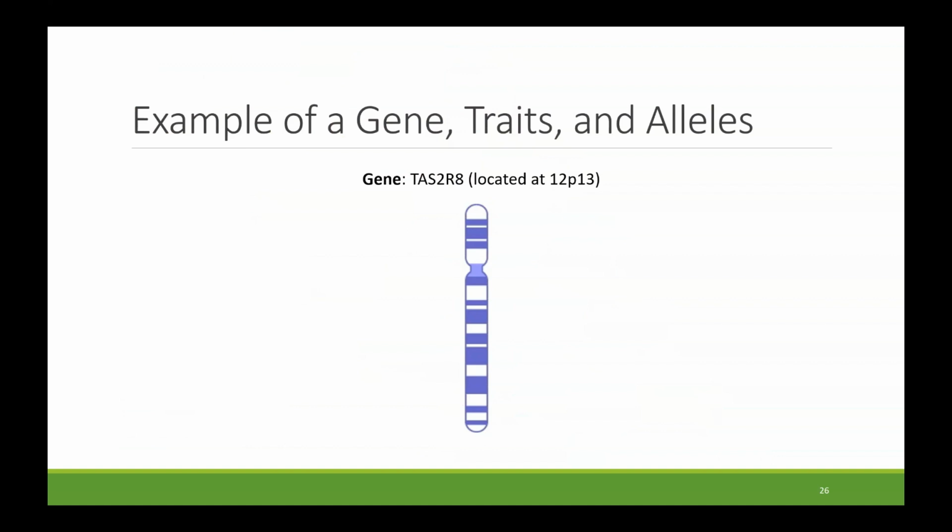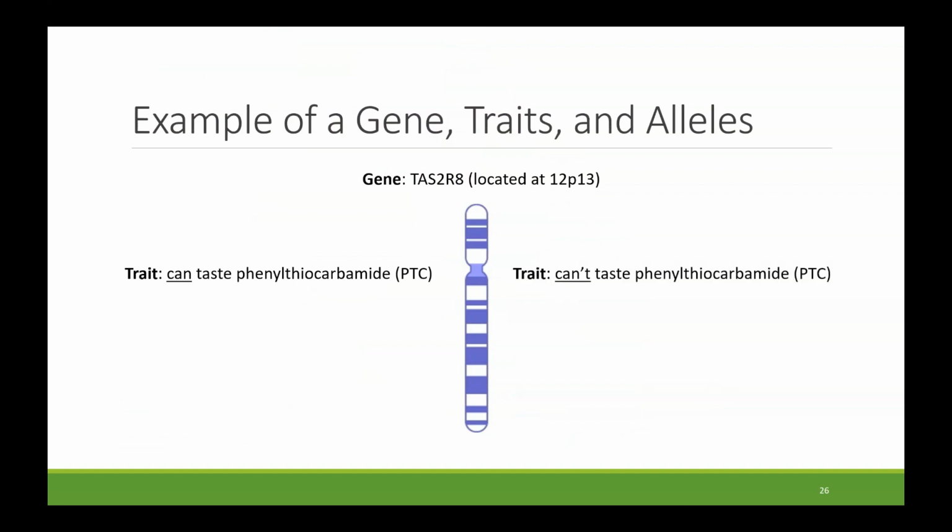PTC is a bitter tasting chemical that's found naturally in vegetables like broccoli and cabbage and Brussels sprouts. But not everyone can taste it, and the ability to taste it is genetically determined. Some people have the trait of, yes, they can taste PTC, while other people have the trait of, no, they can't taste PTC. And the difference comes down to what's written in the nucleotides that make up your DNA for that gene. And remember, different variants of a gene are called alleles.